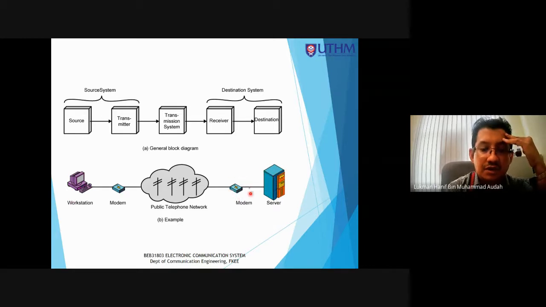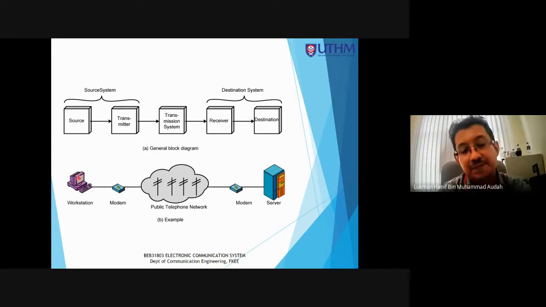Lalu modem it will do the modulation process, transmit here, and then here will do the demodulation process, and then pass to the workstation. Okay, so this will receive the signal from server. So bila you request, server response, you get the data. So itu dia punya procedure.